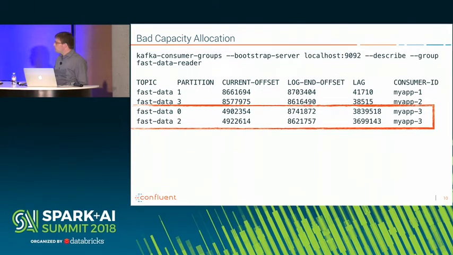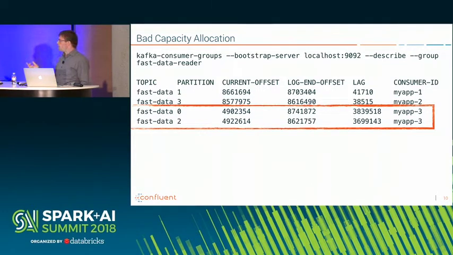And if you look a little bit more closely, you can see that we only have 3 consumer IDs on the right side. The last 2 partitions are assigned to the same consumer, which means that this is actually a case of bad capacity allocation. So this is an example of where you only had 3 threads or 3 workers, and they're all trying to consume 4 partitions, and it looks like they're not able to keep up.